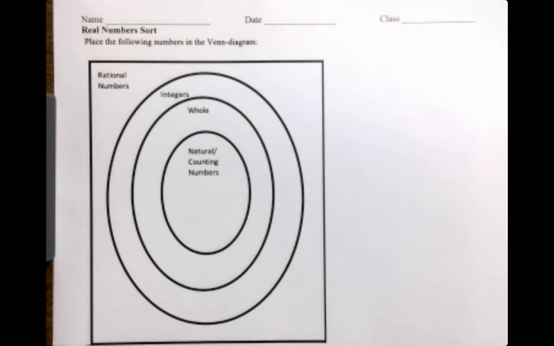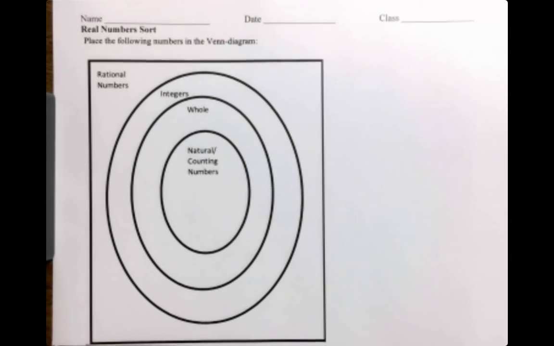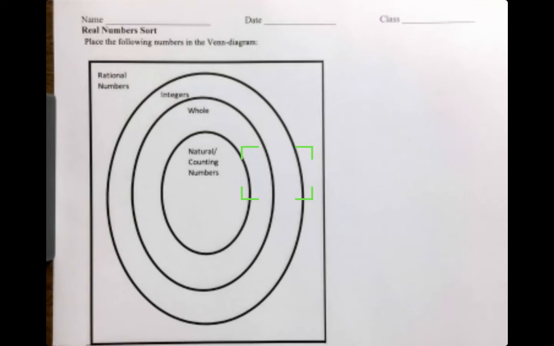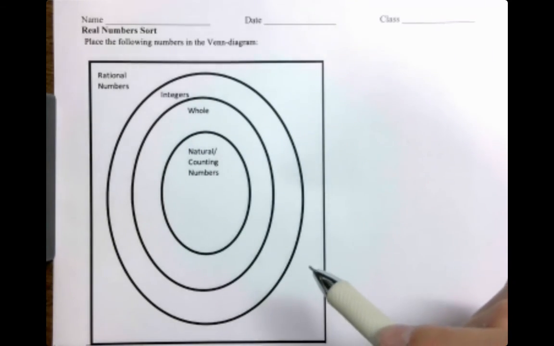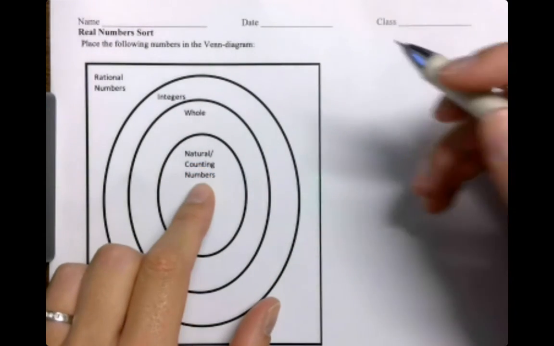What we are looking at today is something that you've seen before. You should have done it last year, or you most likely did it last year, and it is the real number system. So you probably saw something kind of similar to this. It talked about natural numbers, which are your counting numbers.